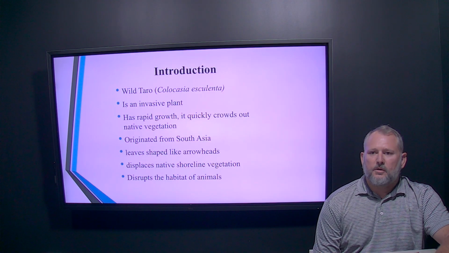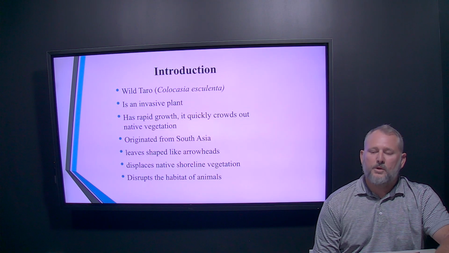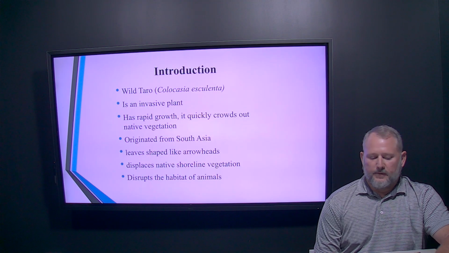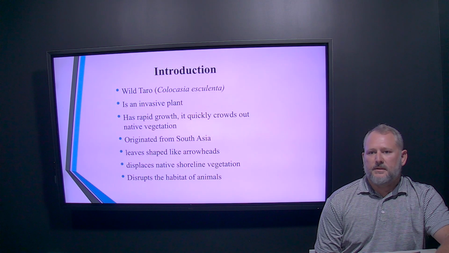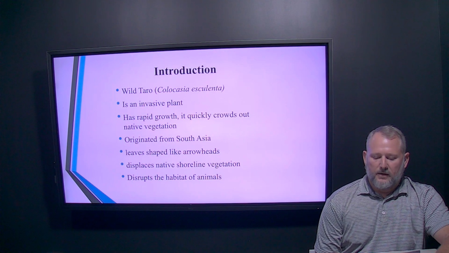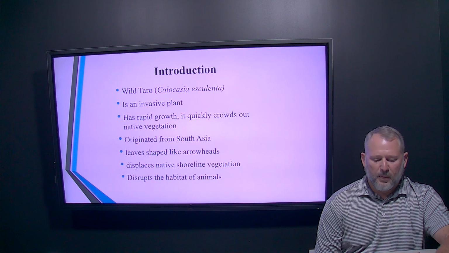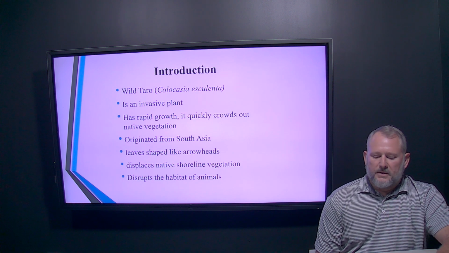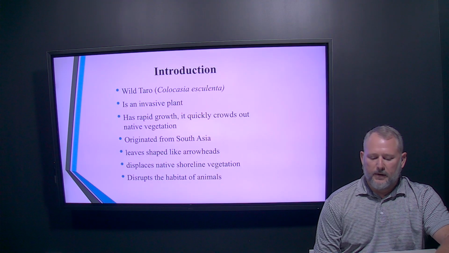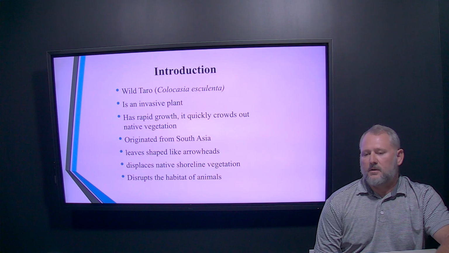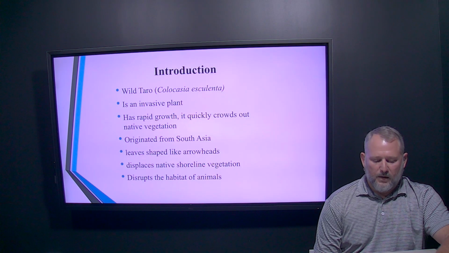Due to the wild taro's rapid growth, it quickly crowds out native vegetation, which prevents the growth of native and desired species. Wild taro originates in South Asia, and it does look similar to true elephant ears or the arrow arums. Wild taro has leaves that are shaped like arrowheads that can grow up to 2 feet long, and they sit atop stalks or stems that can reach 4 foot tall.